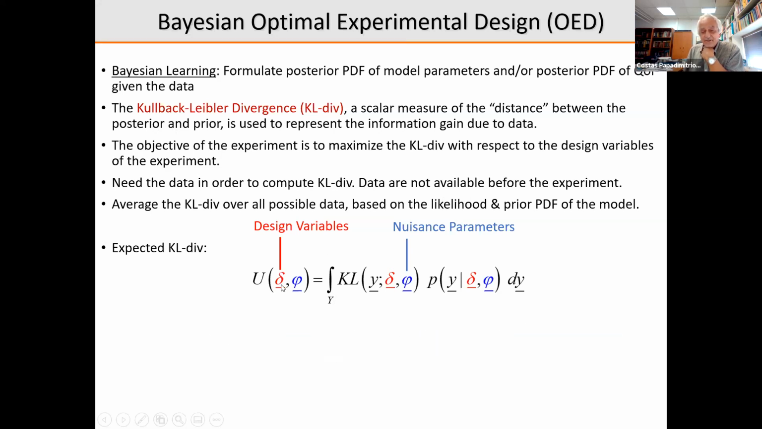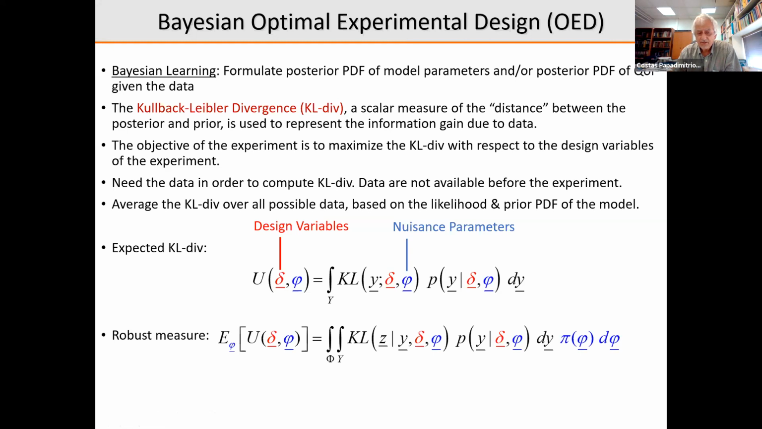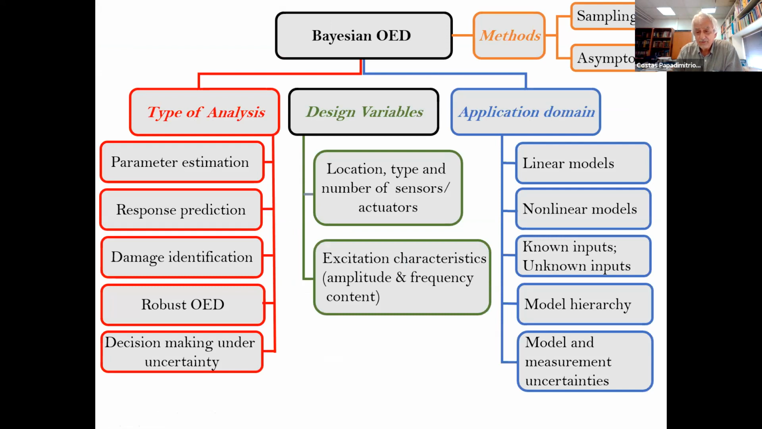And delta are the sensor locations. Phi are nuisance parameters, parameters that you don't want to infer, but whose uncertainties can impact designs. Okay, and of course, if you want to define a robust measure, you integrate also over the possible values of these nuisance parameters. Right? And we have done a lot of work here. The first speaker has contributed a lot. Here is the type of analysis that you could do: optimize for parameter estimation, response prediction, damage identification. The models that you could use are linear, nonlinear models, could be known input, unknown input.